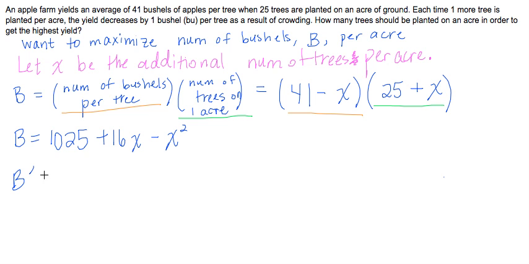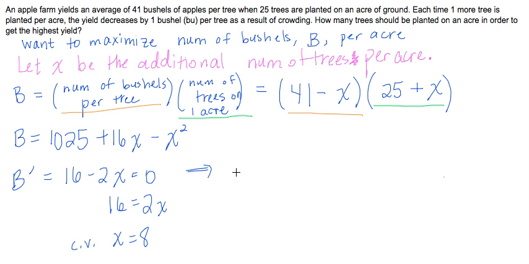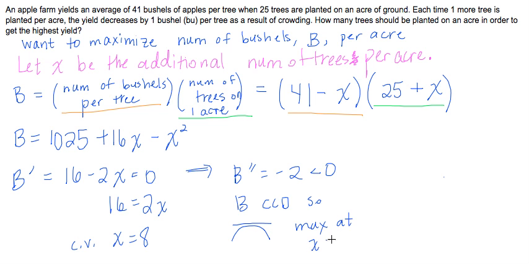So we're going to take B prime, 16 minus 2x. So that's going to equal 0, where x is 8 is our critical value. We can check real quick that it's a max and not a min by doing the second derivative. The second derivative of B is negative 2, which is less than 0, so B is concave down. So if something's concave down, we do have a maximum at the critical value.